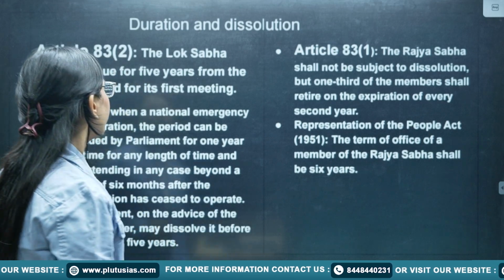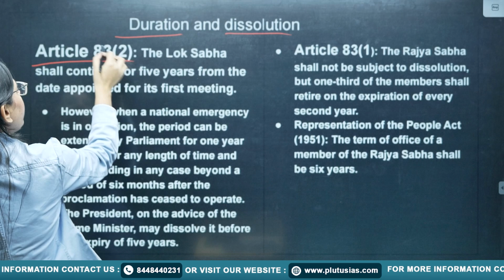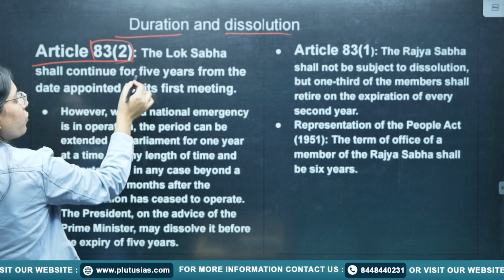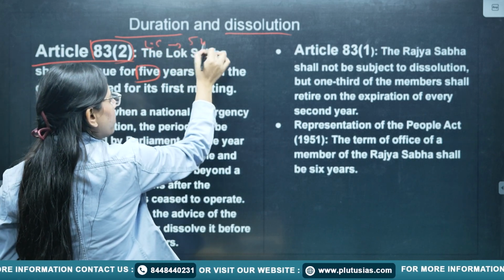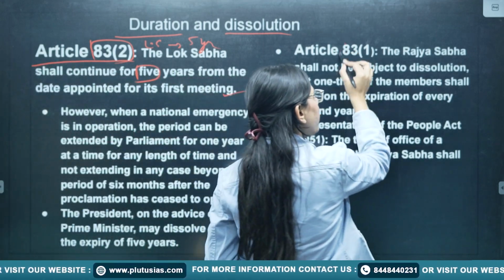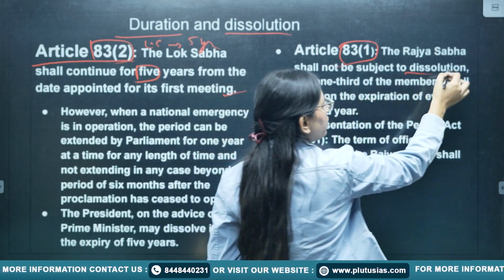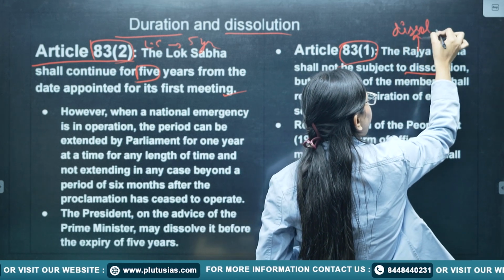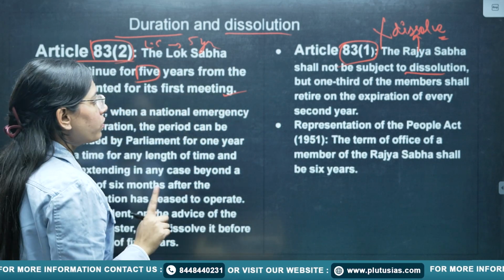After that, you can say what is the duration and dissolution. Okay. In Article 83, Clause 2, Lok Sabha shall continue for 5 years. In Lok Sabha, we have 5 years from the date of appointment for the first meeting. Okay. In Article 83, Clause 1, Rajya Sabha shall not be subject to dissolution. Rajya Sabha does not dissolve. Okay. Lok Sabha dissolves. So this is the difference you have to remember.